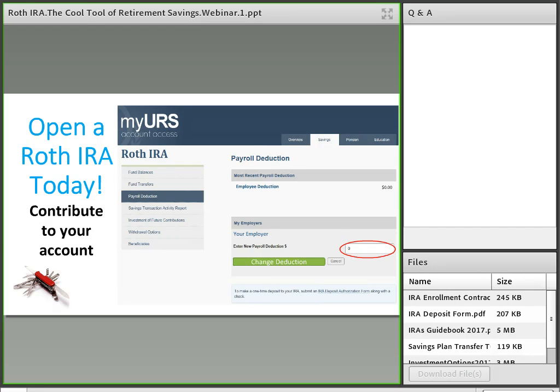If for some reason your member agency does not participate in payroll deduction, you'll be prompted to fill out that IRA deposit authorization form. For those of you where your member agency does not allow payroll deduction, the minimum deposit is $100 per deposit. So you can mail in that check, you can drop it off, whatever you want to do, but that's the way to get money in if you're not allowed to do it with payroll deduction. Okay, so let's move on to the next slide.